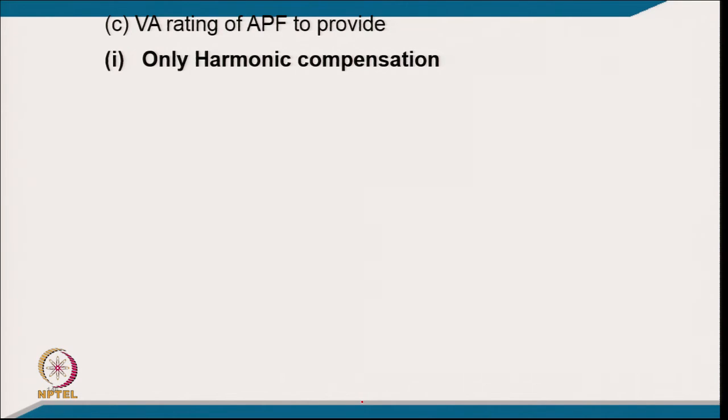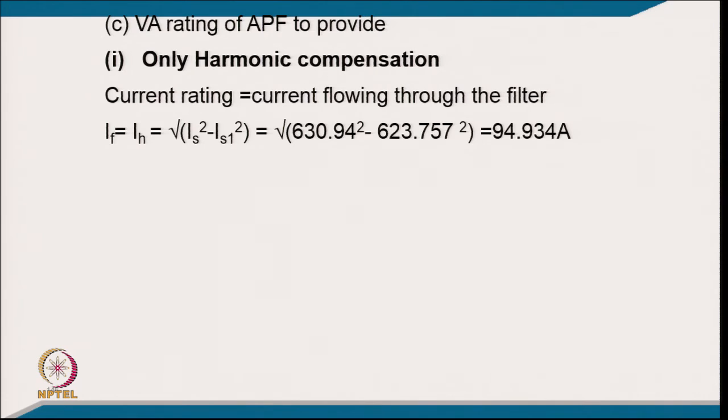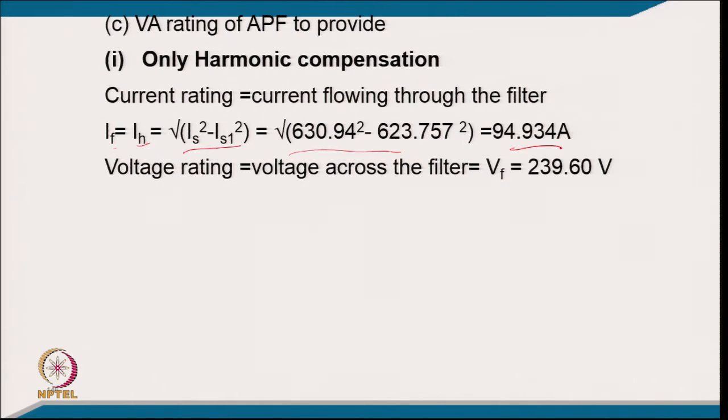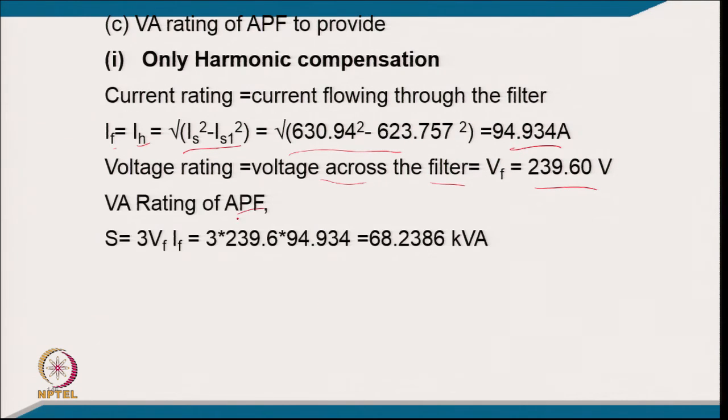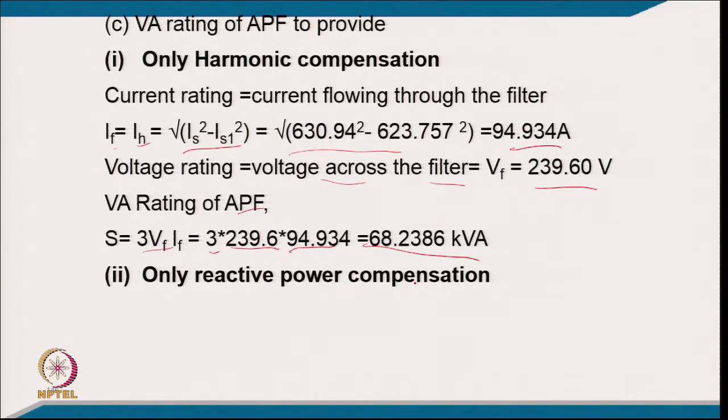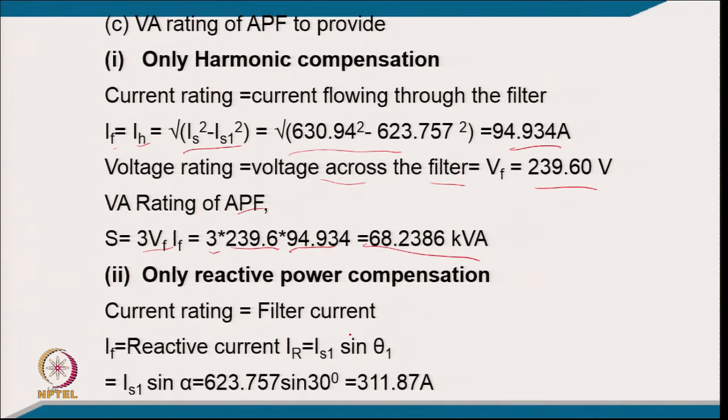Now the VA rating of the active power filter to provide only harmonic compensation: the current rating is equal to the current flowing into the filter, that is IF equal to IH, equal to root of IS square minus IS1 square. Putting the value, it comes 94.934. The voltage rating of the active power filter is the voltage across the filter, the same as the PCC voltage, that is Vf equal to 239.6 volt. The VA rating of the active filter is 3 Vf IF, that is 3 into 239.6 into 94.934. So it comes 68.2386 kVA.